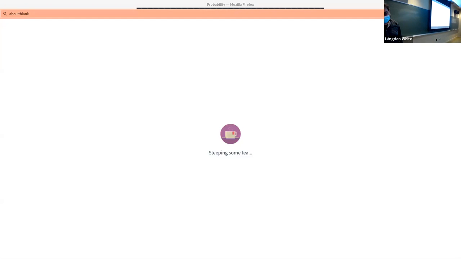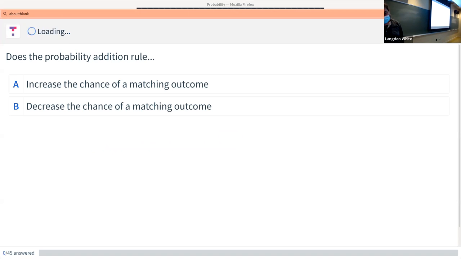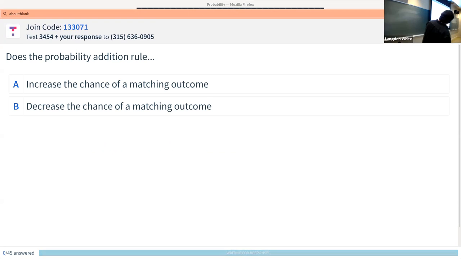I think I started to run out of questions, but we covered this right before break, so it wouldn't surprise me if this is hard. Will the probability addition rule increase the chance of matching the outcome, or will it decrease the chance of matching the outcome? In other words, if you're adding two probabilities together, will the probability go up, or will the probability go down?